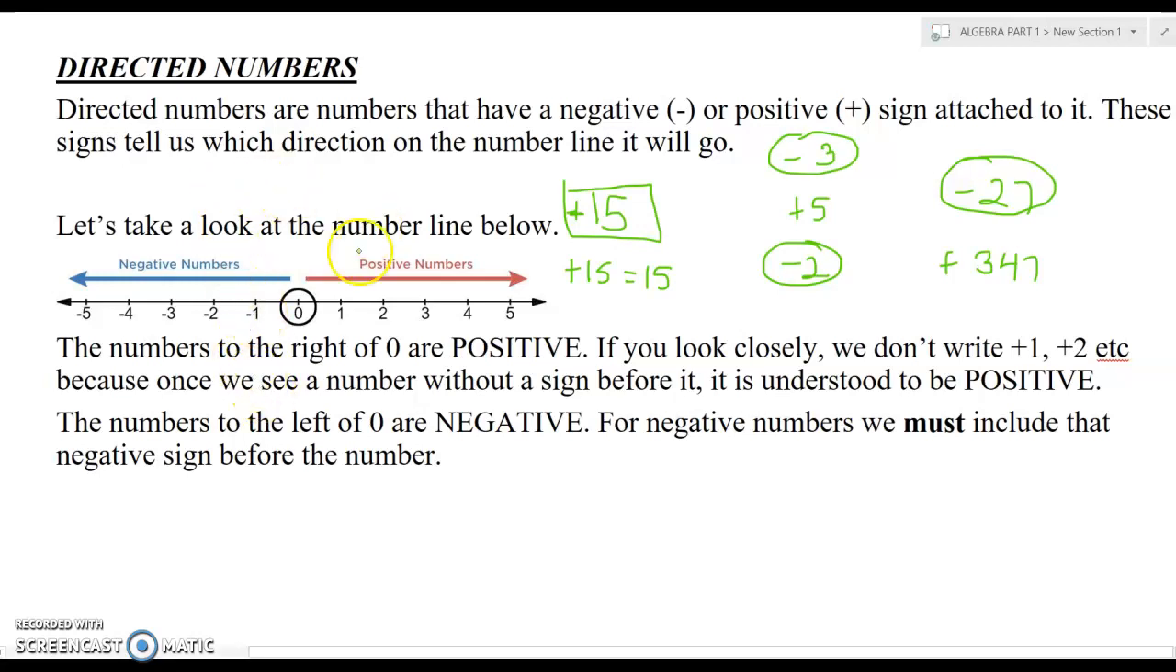So let's look at this number line. You have met number lines before. All the numbers to the right of 0, so 0 is normally in the middle, those are the positive numbers. Numbers get bigger and bigger. And all the numbers to the left of the 0 are negative, and the numbers get smaller and smaller, right? So that's the number line. I'm going to use the number line and some other little tricks on how to add and subtract directed numbers.